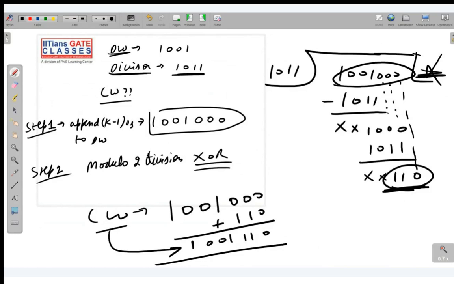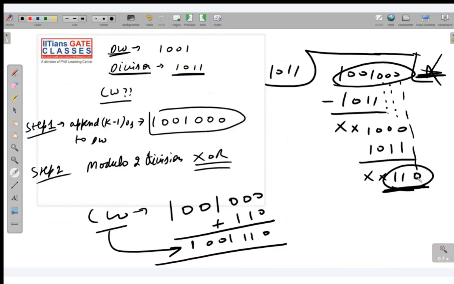Understood, sir. Okay, so let me jump to the next slide. The steps are very simple. Simply do the division. First step, which many students forget: append zeros. That means if the divisor is of k bits, then k minus 1 zeros are appended. Then do the modulo 2 division.